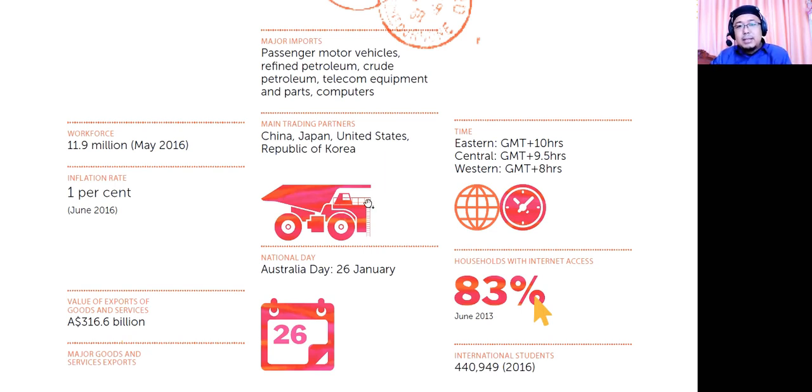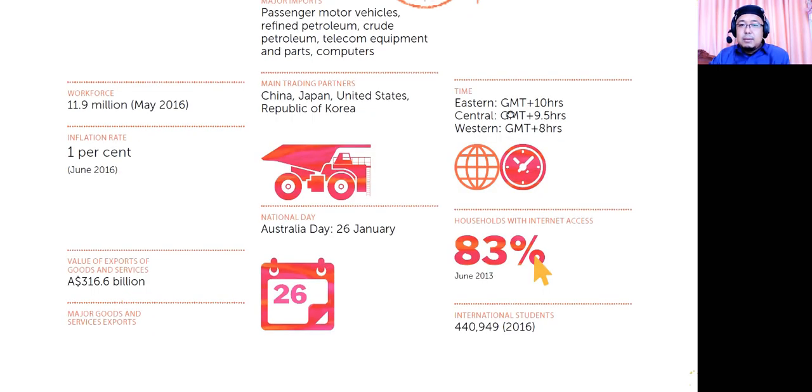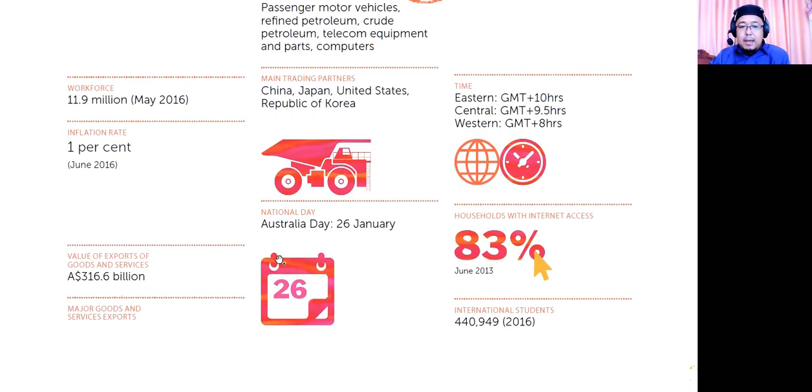Untuk waktu, di Australia terdiri atas tiga waktu. We have Eastern, GMT plus 10 hours, and Central, GMT plus 9.5 hours, and Western, GMT plus 8 hours. Nah, jadi ini tiga waktu yang berlaku di Australia. For the national day, we have January 26. So, 26 January adalah hari nasional di Australia. So, it's a holiday or important day for most Australians and the Australian government.